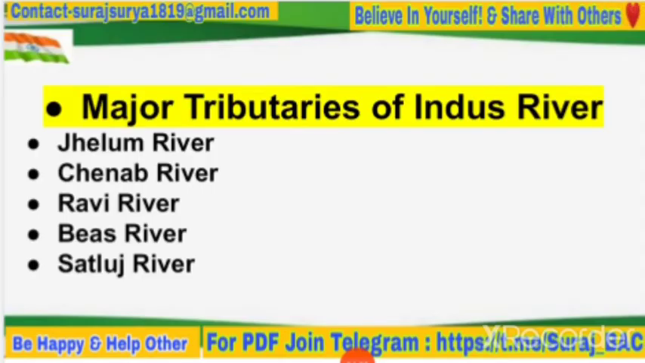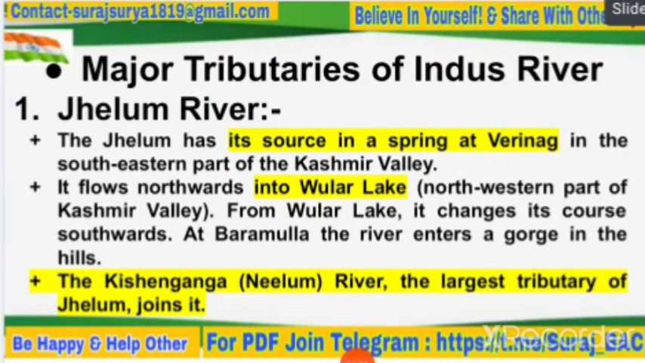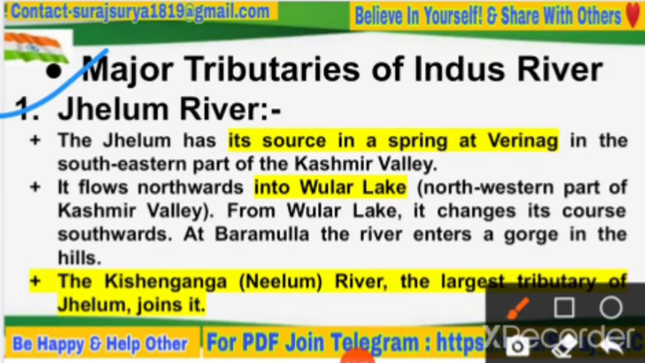Now we will look at the major tributaries of the Indus River. This is Jhelum River, Chenab River, Ravi River, Beas River and Satluj River. Now we will look in depth at the points of all these tributaries. Firstly we will discuss the Jhelum River.